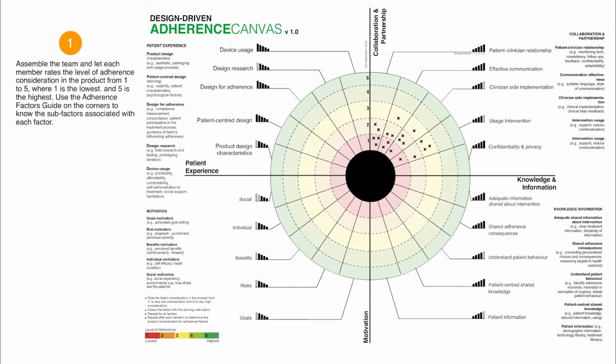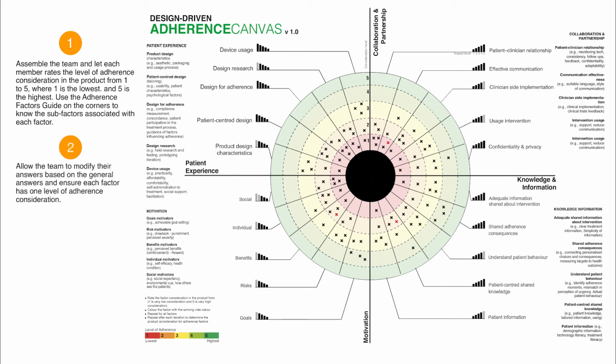Assemble the team and let each member rate the level of adherence consideration in the product from 1 to 5, where 1 is the lowest and 5 is the highest. Use the Adherence Factors Guide on the corners to know the sub-factors associated with each factor.